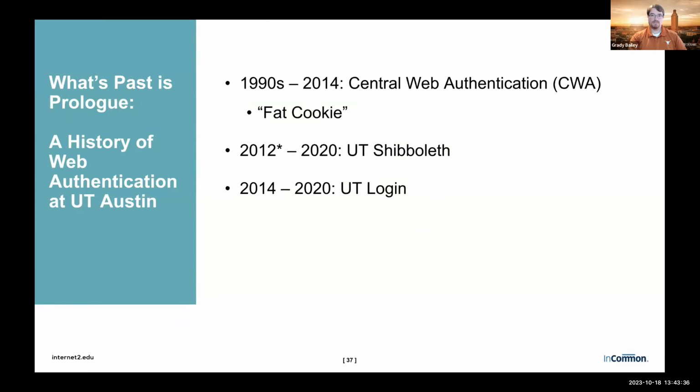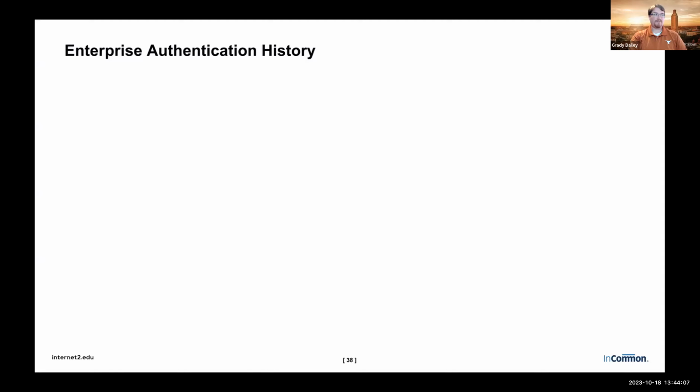It had SAML, it had a proprietary web SSO as well, and something that we call the transitional fat cookie, which means that that old cookie infrastructure actually carried forward in some way, shape, or form, and still carries forward today to an extent on one particular area of campus, but that carried all the way forward until we started transitioning off of it in the UT login era. So that brought us to enterprise authentication.